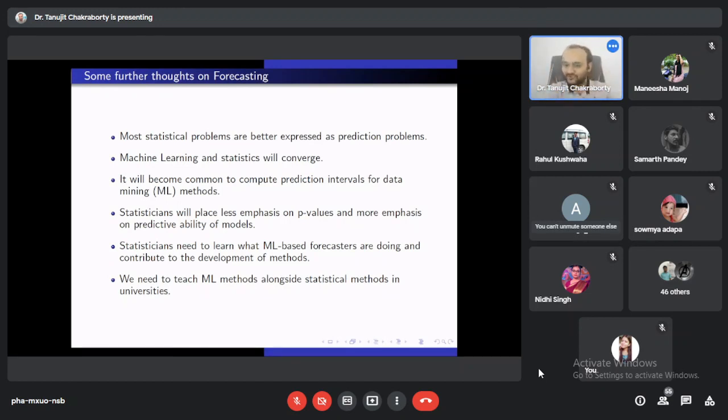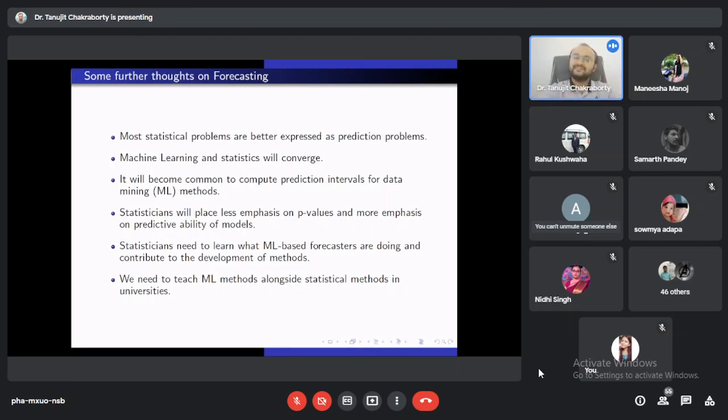And if we follow that trend, we should be more interested in emphasizing the ability of the model to make the prediction, the ability of the model to make the forecast, rather than just sticking with the p values and many other things. Whether the estimator is sufficient or efficient won't be a problem for us, because getting a sufficient or complete estimator is a joke, of course, because we cannot get that in real life problems. And statisticians need to learn the ML based forecasts because otherwise you will be lagged behind.